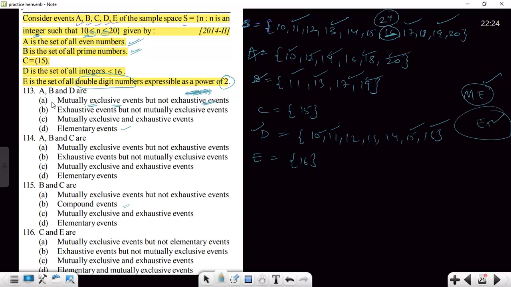So mutually exclusive but not exhaustive events? No, incorrect. They are also exhaustive. Yes, mutually exclusive and exhaustive. Option C is the correct answer. I'll not show you the answers now. First, tell me the remaining answers. Is this clear? Is the 113th question clear?